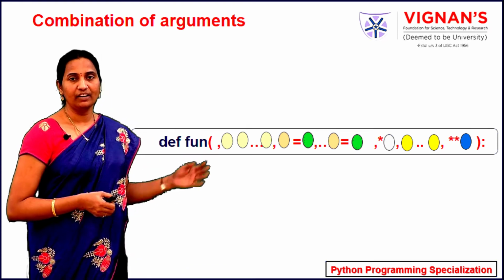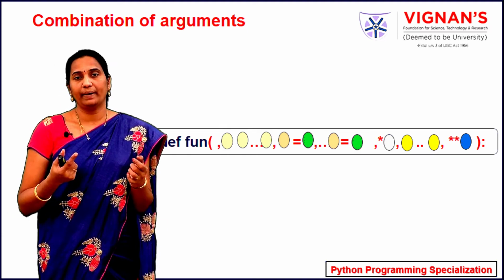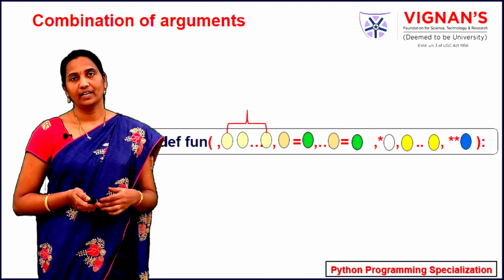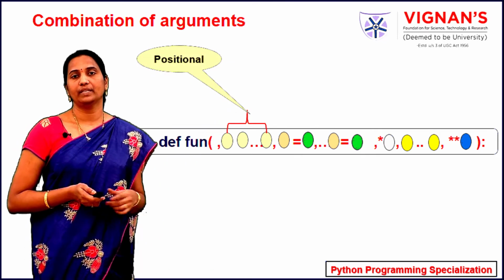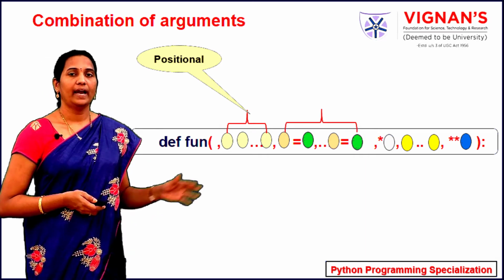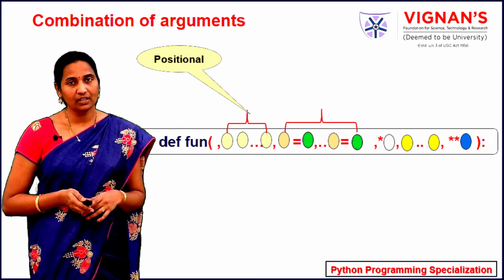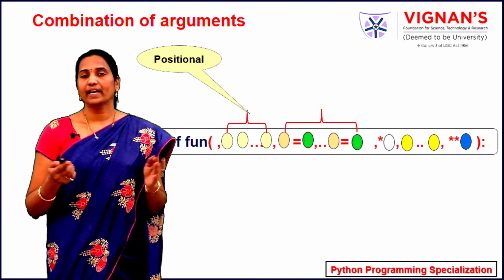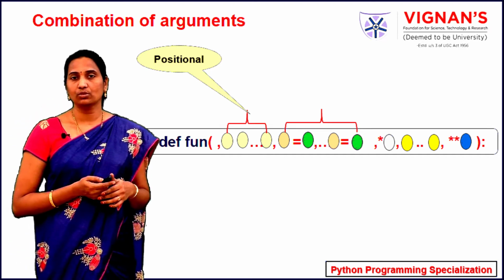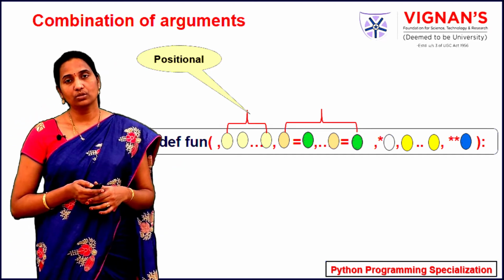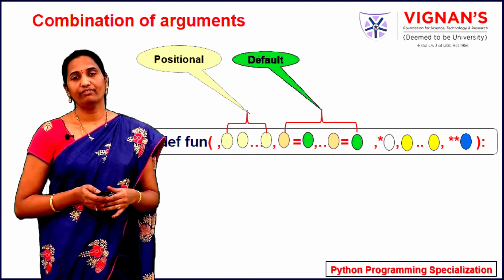So while defining a function, first and foremost you can have a set of positional parameters. While defining the function, the first few parameters must be the positional parameters, and followed by the positional parameters, you can have a collection of default arguments. That is, you are assigning some value to these parameters, and when the values are not passed to these arguments, these values can be used as a default value. First the positional parameters, followed by the default parameters.